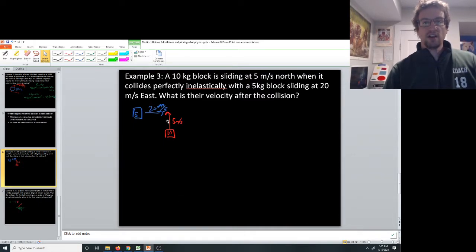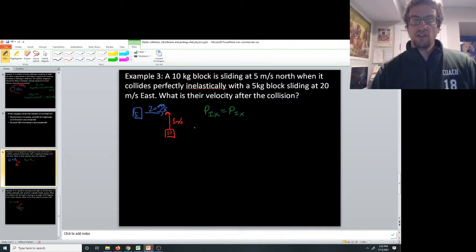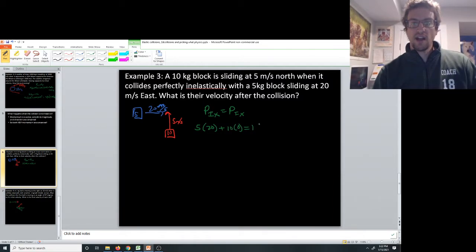Got a 10 kilogram block sliding north, a 5 kilogram block sliding east, and they collide perfectly inelastically. That means they stick together, right? So now we do P_ix equals P_fx. Initially in the x direction, we've got 5 times 20 plus 10 times 0. That makes it clear that I'm putting the mass first. That's equal to 15 times v final x, since they stick together. V final x is going to be 6.67 meters per second.